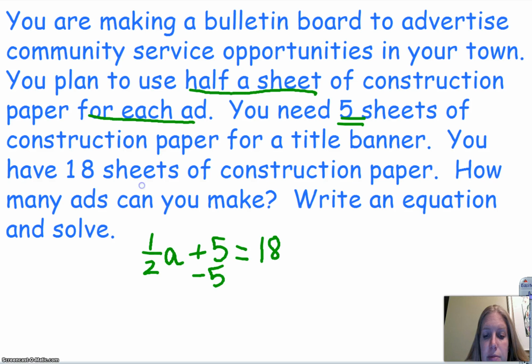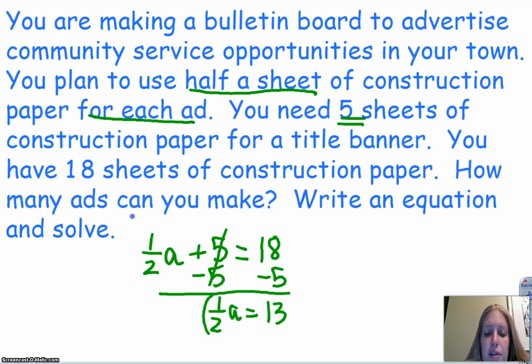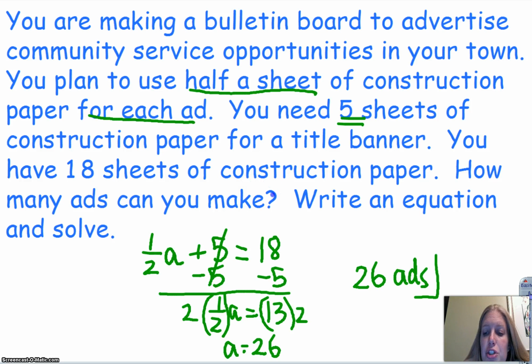Subtract 5. A half A equals 13. To undo a half, we're going to multiply by 2 over 1, or just times 2. A equals 26. That means that there's 26 ads. And we don't check these because your equation could be wrong, so then you're checking in the wrong equation. So once you have your equation and you've solved it, you are done. All right, that's it. Have a good night.